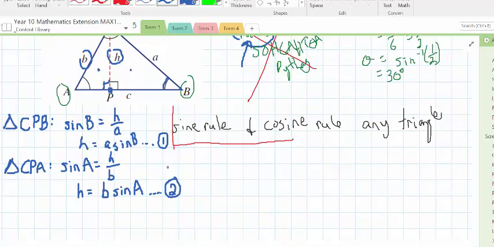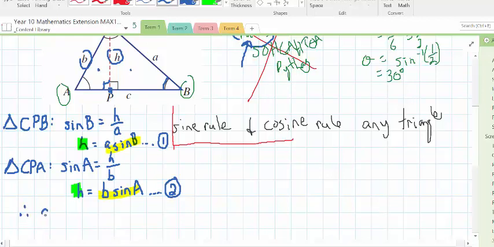Rearranging, we get H equals B times sine A, and I've called that equation 2 or statement 2. Have a look at what we have. H equals this and H equals that. So both equation 1 and equation 2, the right hand side equals H. So that means that this equals this.